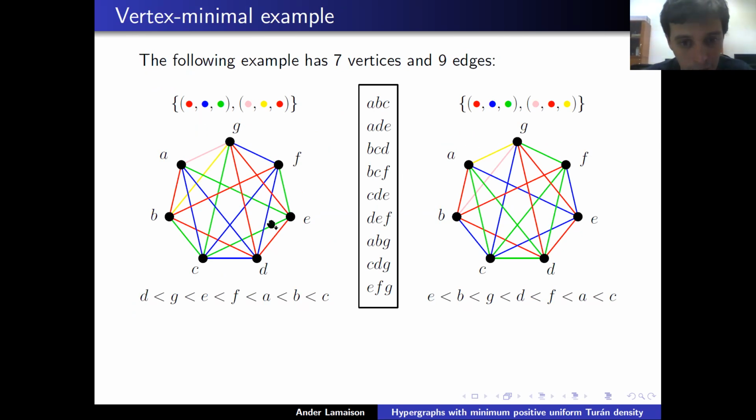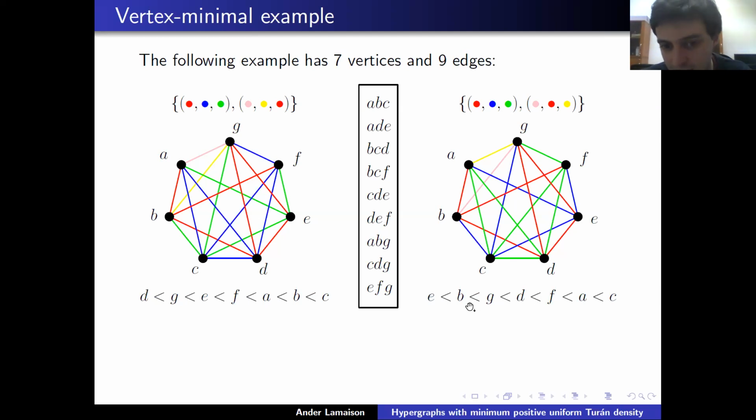So let's pick, for example, the edge BCF. In the left one, we said BCF, so F is less than B is less than C. So FB is the left pair, and you can see that it's in red. FC is the top pair, and you can see that it's in blue. And BC is the right pair, and you can see that it's in green. And red, blue, green is one of the triples in our coloring scheme.